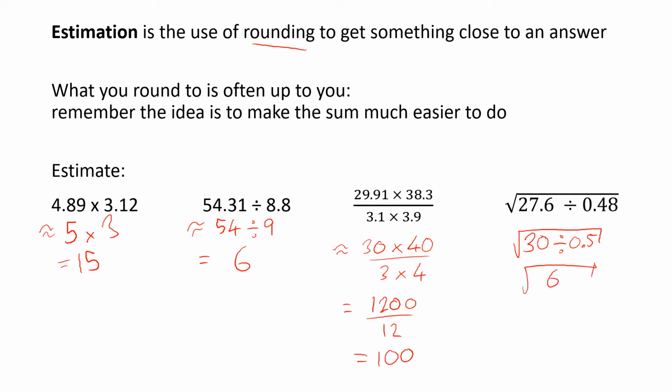And then what would that give me? 30 divided by a half is 60. And the square root of 60, well, we know 8 squared is 64. We know 7 squared is 49. So this is somewhere in the middle. So I would estimate this as being something like, I don't know, 7.6. It's closer to 8 squared than it is to 7 squared.